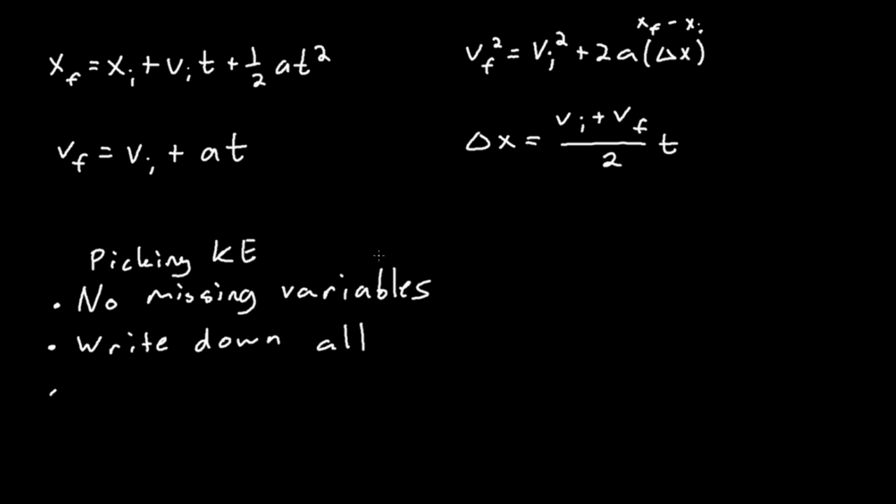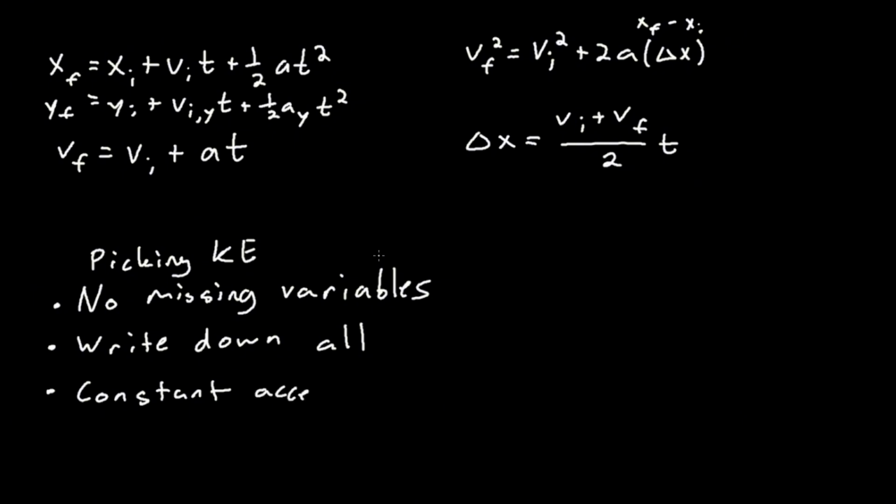Another thing is, whenever you're using these, you can change it so you can solve for the final y position is equal to the initial y position plus initial y velocity, this initial comma y stands for initial y velocity, plus 1/2 acceleration in y times t squared. And keep in mind this acceleration is just constant acceleration. All of these equations have constant acceleration.